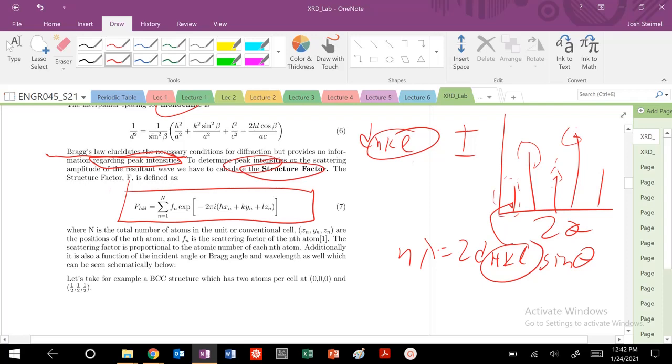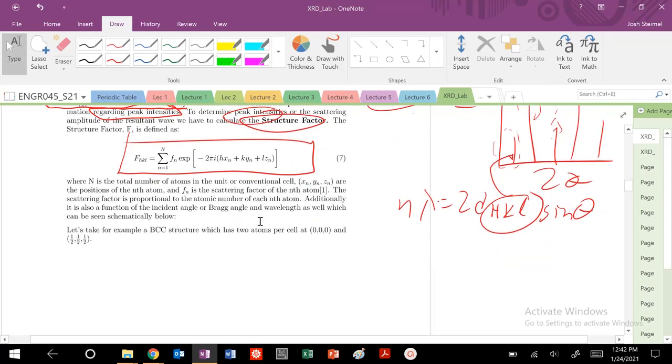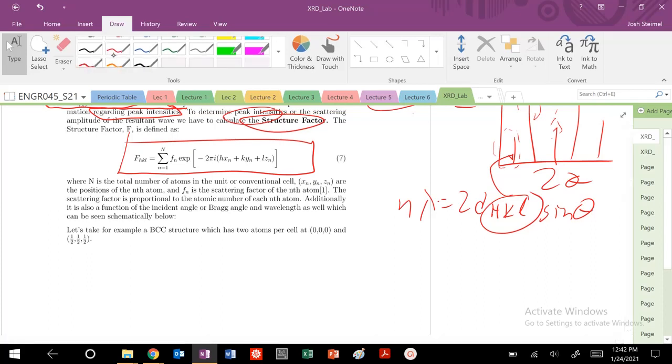The structure factor is very, very important, and it's actually a beautiful framework. The full derivation is a little bit beyond the scope of this lab, but it's an algorithm that's going to allow us to tell when we expect to see peaks. So in this equation, n is the total number of atoms in the conventional unit cell. f_n is the scattering factor of the type of atom.